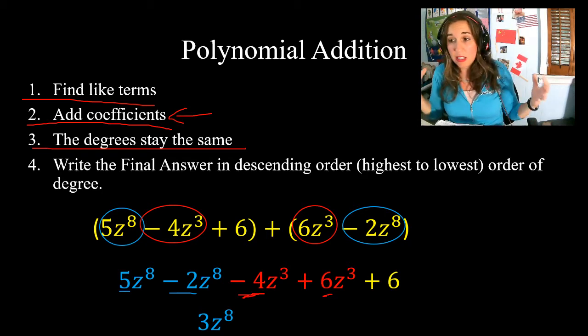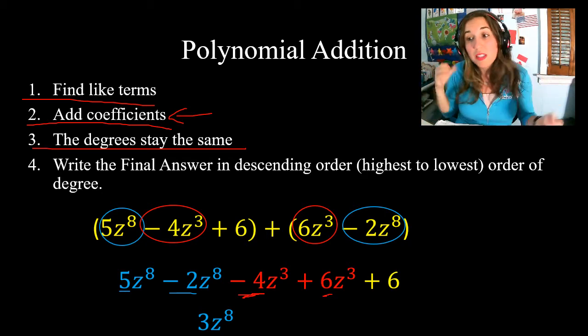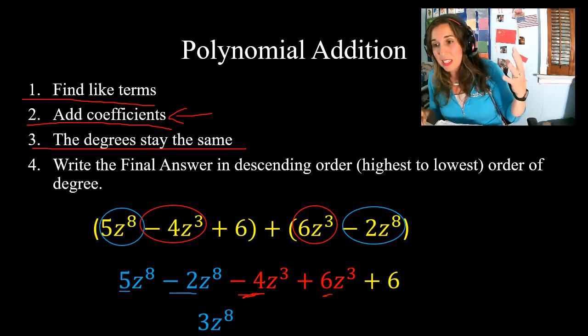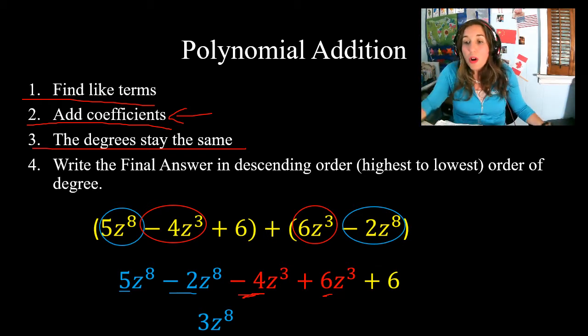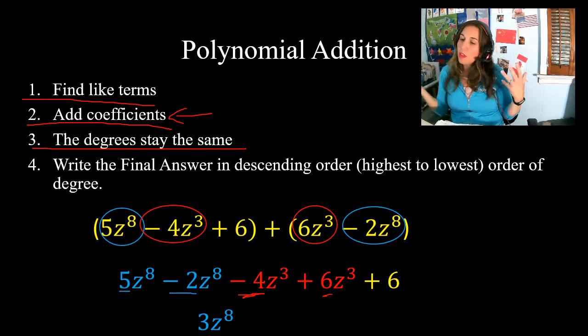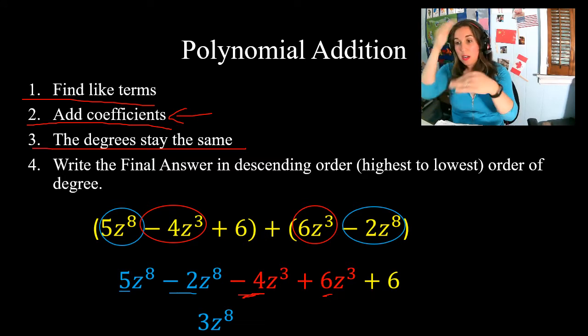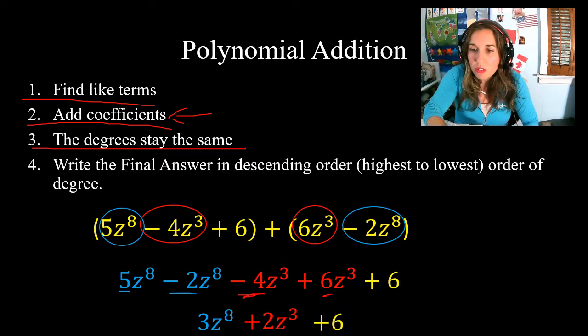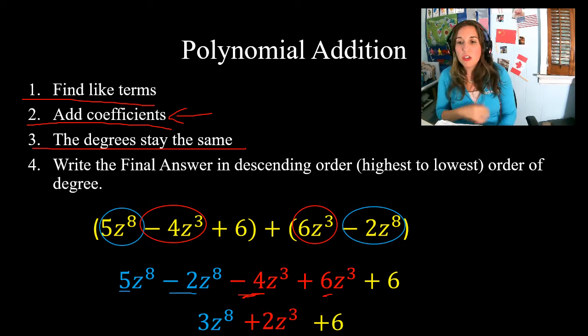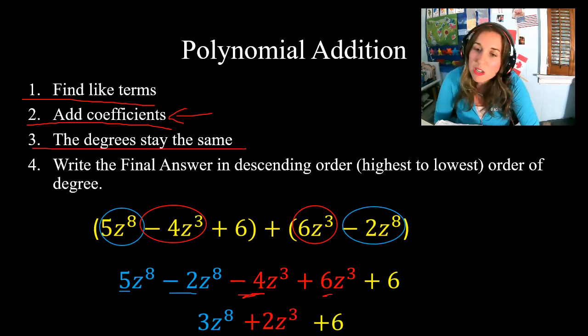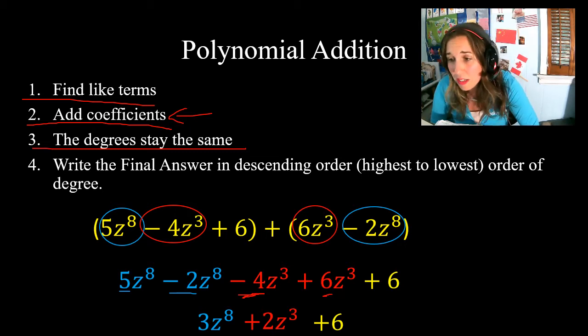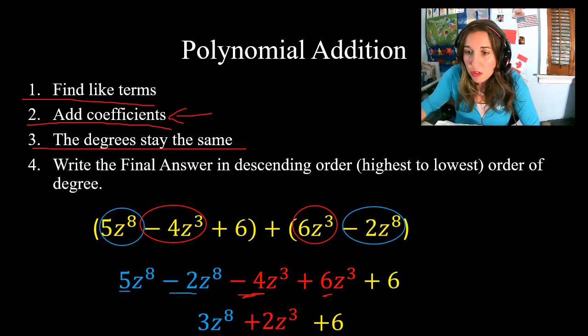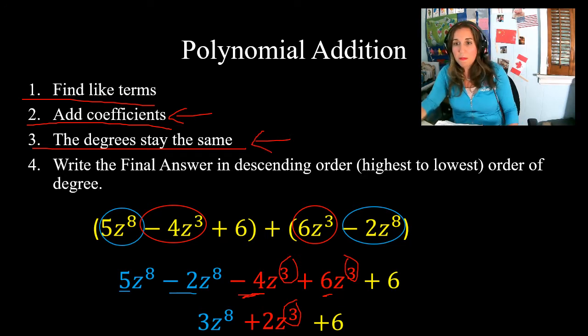Now we're going to say the same thing to ourselves. What's negative 4z cubed plus 6z cubed? So negative 4 plus 6, or another way to think about that is 6 minus 4, right? That leaves us with positive 2z cubed left, right? Because 6 minus 4 is a positive 2. And again, so important, our degrees always stay the same when we're combining like terms, okay?